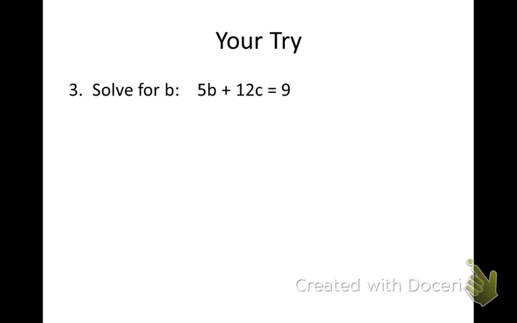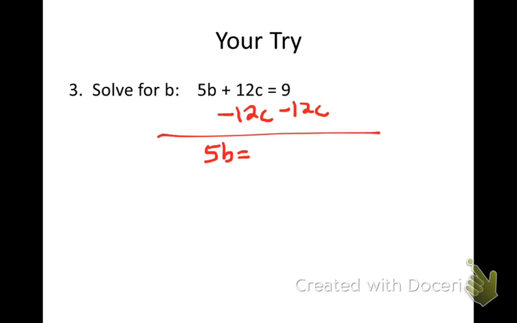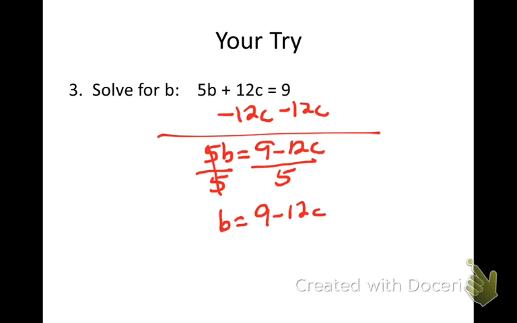Here's one we're going to try. We're going to solve for b in this one. So again, find the b that you're trying to get by itself and say, what do I need to get rid of? Well, let's get rid of the 12c by subtracting 12c from each side. I get 5b equals 9 minus 12c. b is not by itself. I need to divide by 5. It doesn't go into either one of those, so I will just leave it. 9 minus 12c all over 5.